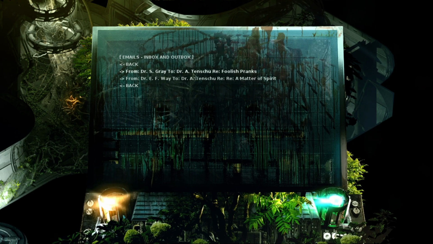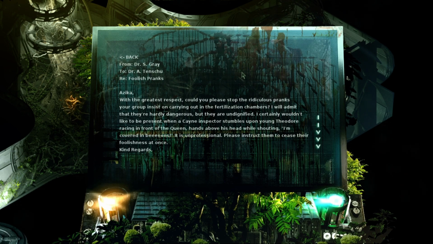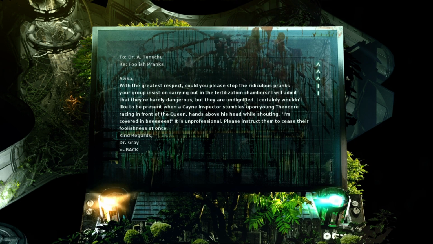Okay, from Dr. Gray to Dr. Tenshu regarding foolish pranks. Azika, with the greatest respect, could you please stop the ridiculous pranks your group insists on carrying out in the fertilization chambers? I will admit that they're hardly dangerous, but they are undignified. I certainly wouldn't like to be present when a Kane inspector stumbles upon young Theodore racing in front of the Queen, hands above his head, while shouting, "I'm covered in bees!" It is unprofessional. Please instruct them to cease their foolishness at once.